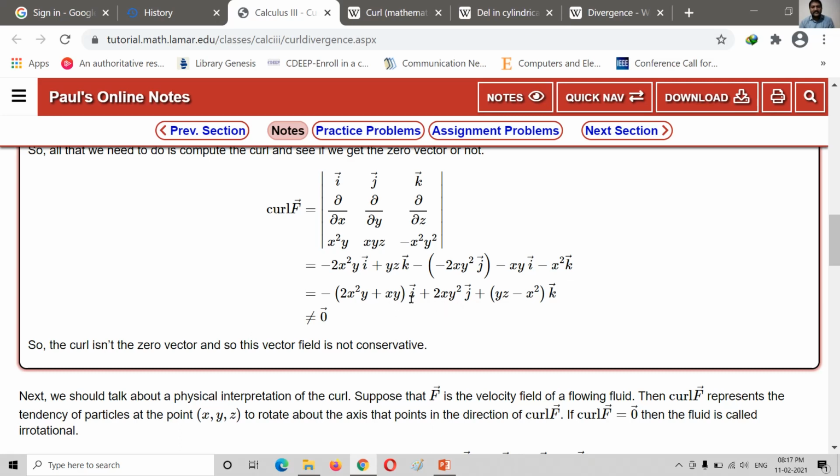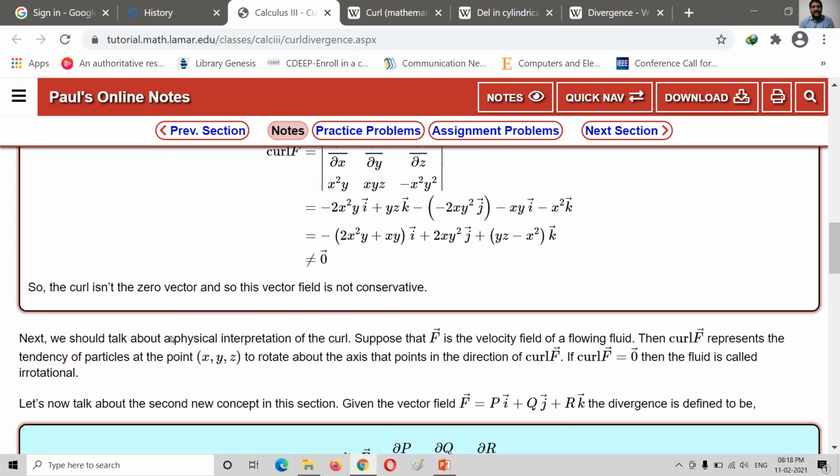Again, the unit vector here will be i cap, and here the unit vector will be j cap. So these two terms cannot cancel each other. Therefore, since the curl is not 0, we can say that the vector field is not conservative. Sometimes if the curl of f bar is equal to 0, it is also known as irrotational, that is, the field cannot rotate a particular thing.